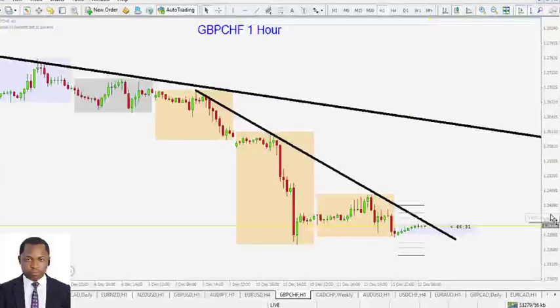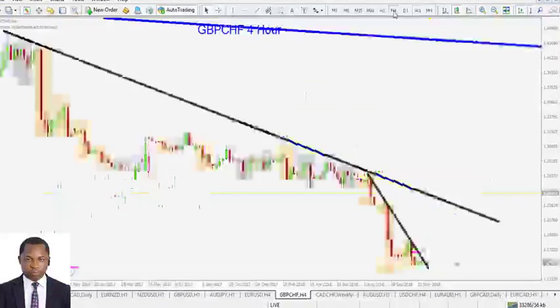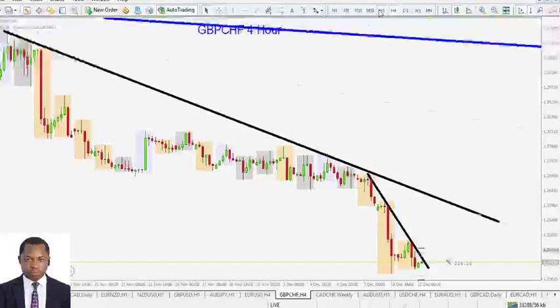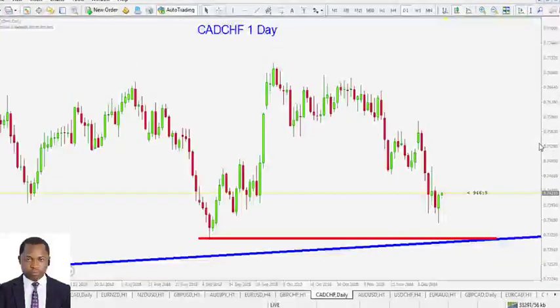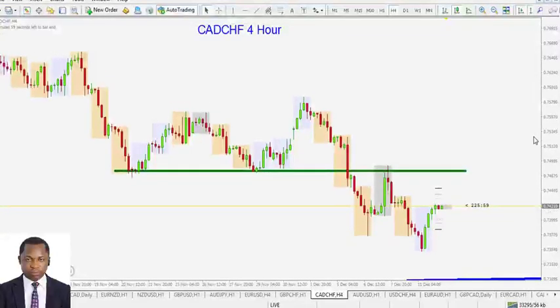Sterling pounds against the Swiss franc. I think it is best to avoid all sterling pounds crosses due to Brexit issues. Canadian dollar against the Swiss franc. Okay, this is still likely to go down. Still likely to go down. But the price action again, it's worrisome.